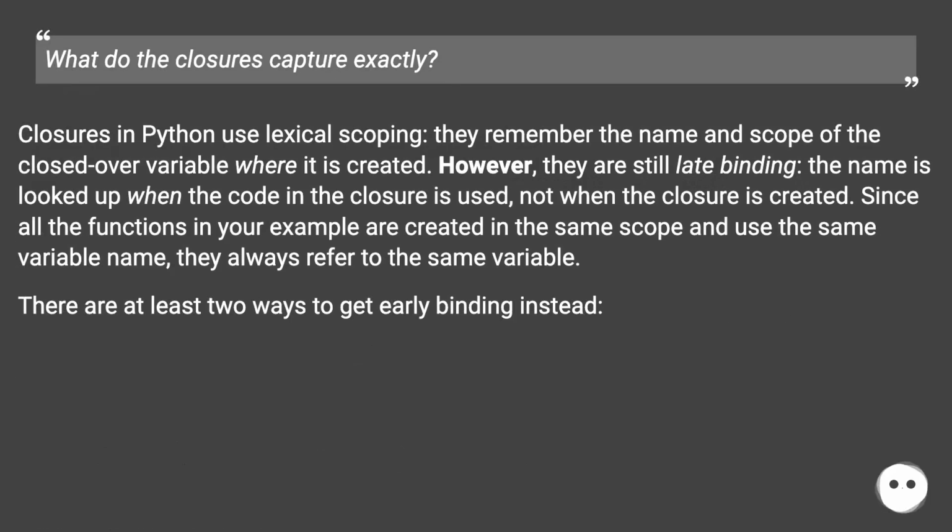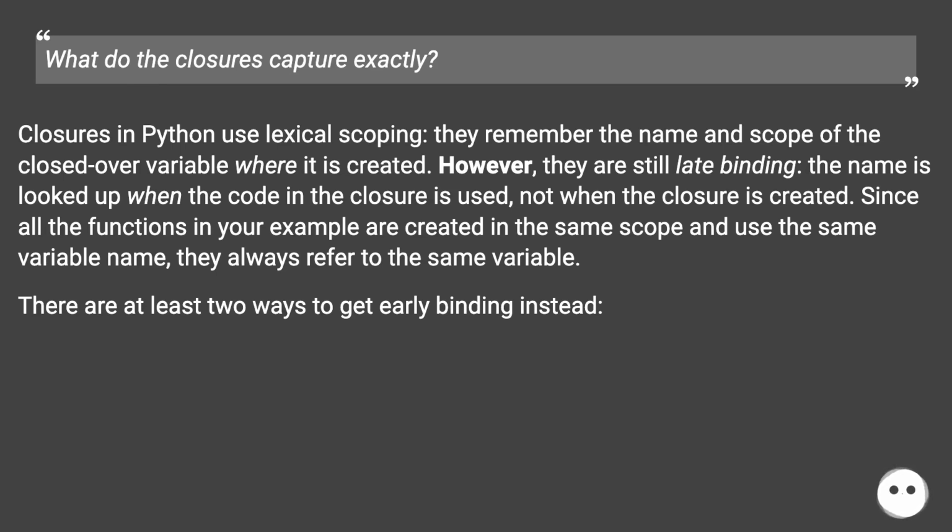What do the closures capture exactly? Closures in Python use lexical scoping. They remember the name and scope of the closed-over variable where it is created. However, they are still late binding. The name is looked up when the code in the closure is used, not when the closure is created. Since all the functions in your example are created in the same scope and use the same variable name, they always refer to the same variable.